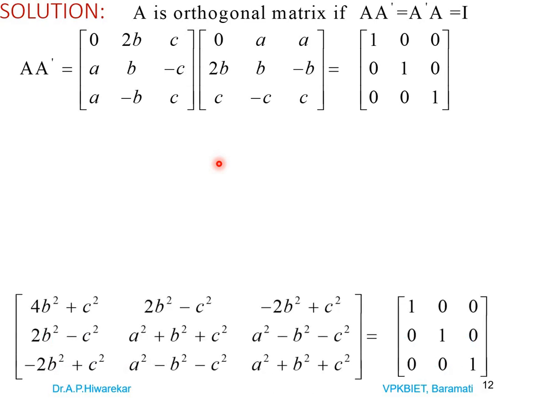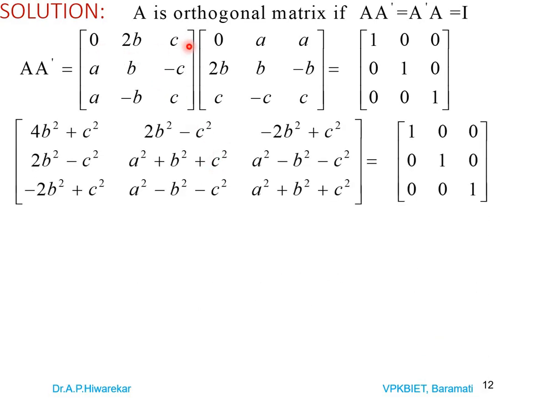Now if you simplify this product, we get first row first column, that gives 0 plus 4b square plus c square, means 4b square plus c square. First row second column gives 2b square minus c square. First row third column gives minus 2b square plus c square. Then second row first column gives 2b square minus c square. Then second row second column is a square plus b square plus c square.